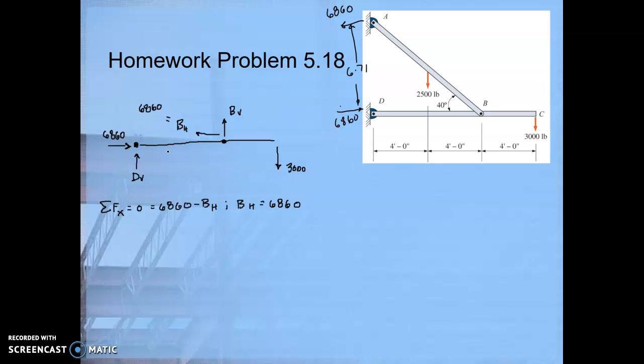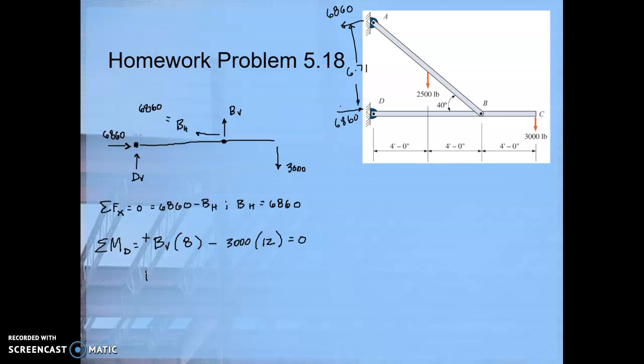Now, when it comes to finding the vertical forces, we can sum the moments about D. And those moments are going to include BV times a moment arm distance of 8. 4 plus 4 is 8. And that's going up. Up and around is counterclockwise. That's positive. And then we have the 3,000 force out here. That's going to be going down, which is going to be clockwise or negative. 3,000 times 12. And that's going to equal 0.